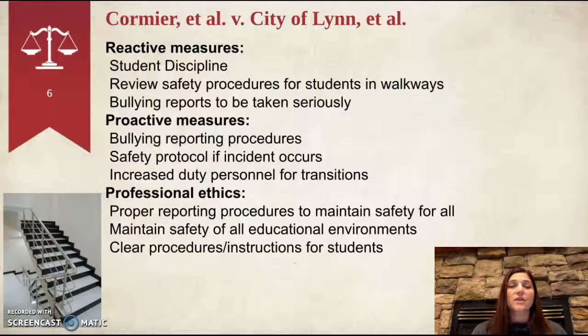Proactive measures could be reviewing and then making sure there's clear communication about bullying reporting procedures and what should be done when bullying is reported. Safety protocol, again, for the school, if an incident does occur, what is the protocol so that those proper steps are being followed, as well as perhaps increased duty personnel for transition times or times in areas of high risk, perhaps like the stair area.